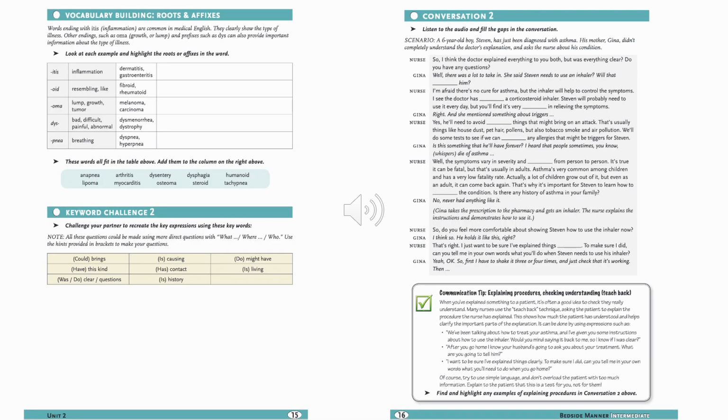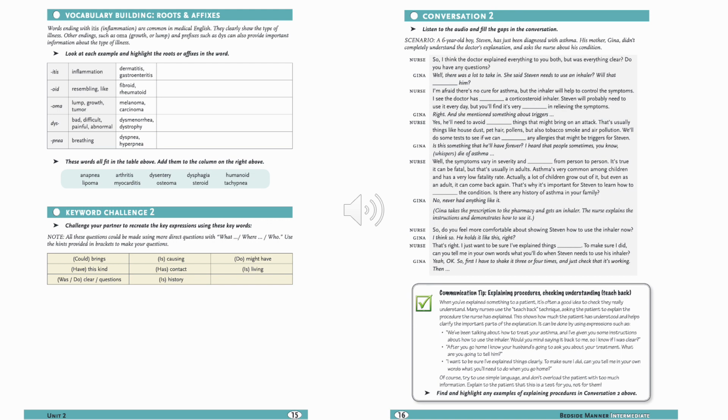And over the page we go again. You can see the vocabulary building with 5 more very common roots and affixes, the keyword challenge, the second conversation, this one dealing with a respiratory illness, and finally a communication tip.